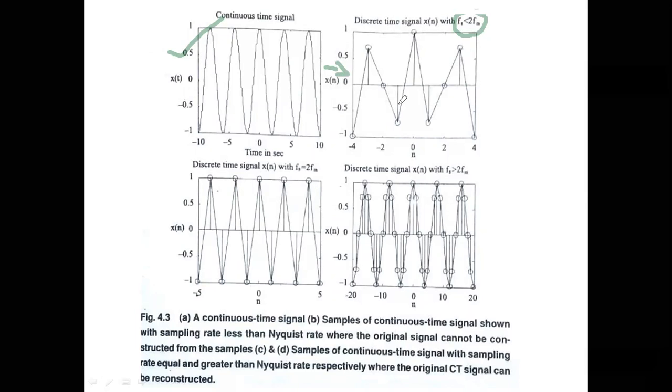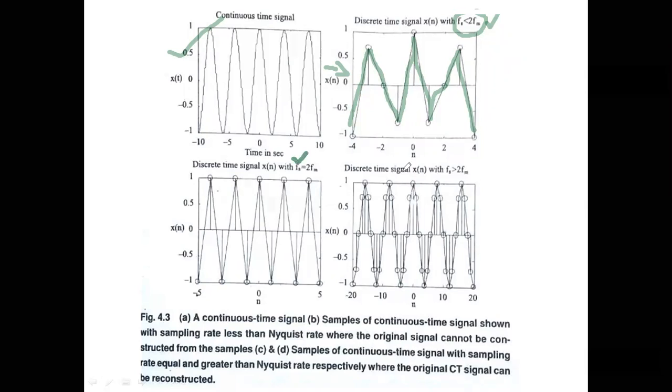In this particular case, carefully observe the waveform. You have selected a sampling rate which is less than 2 into fm. Now observe, does it look like a sine wave or some other waveform? I think it is not related to a sine wave. It is some other distorted waveform. Why? Because you have selected a sampling frequency less than 2 into the highest frequency content in the signal. That is why in this case we should not get the original data. It is undistinguishable, a distorted waveform, distorted from the original waveform.